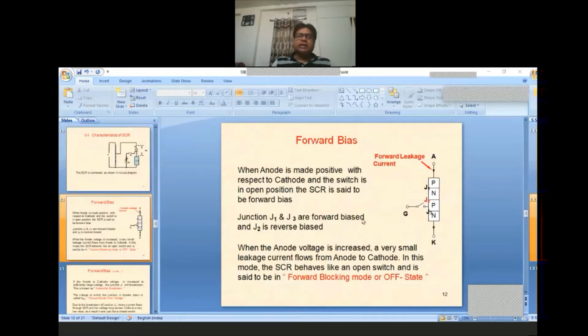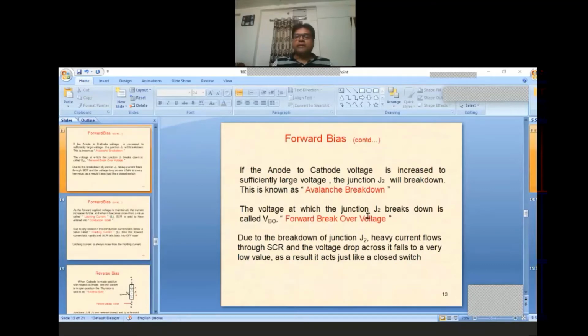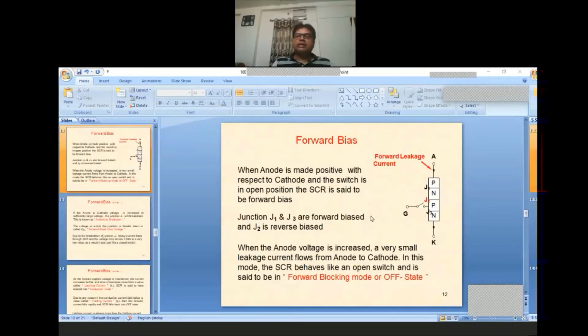If you further increase the voltage slightly, the current goes on increasing due to the leakage currents from anode to cathode, which are of very small order, of the order of microamperes to milliamps.